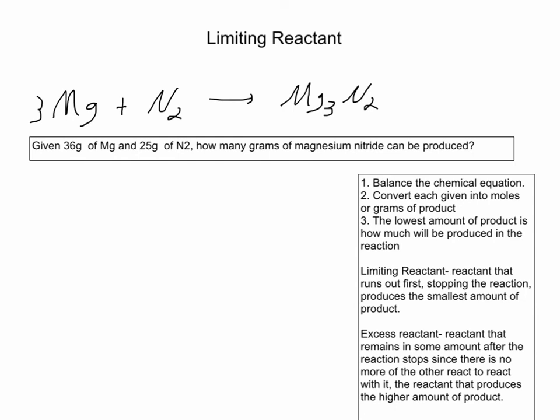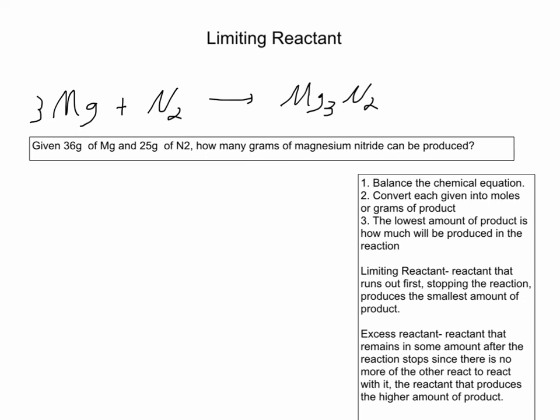A more common question that can be asked is, if you're given a certain mass of magnesium and a certain mass of nitrogen, how many grams of magnesium nitride can be produced? And this is more common because if you were asked to find a certain amount of reactant, you would probably find its mass. So we're going to follow the exact same steps. So the equation is already balanced. But now, instead of converting each into moles of product, I'm going to convert them to grams of product.